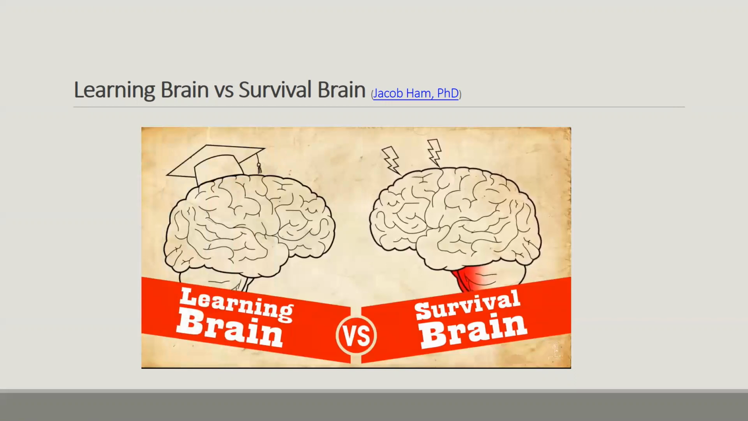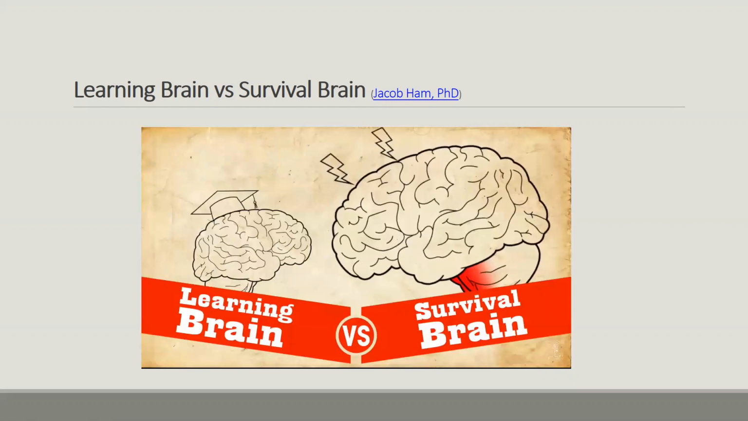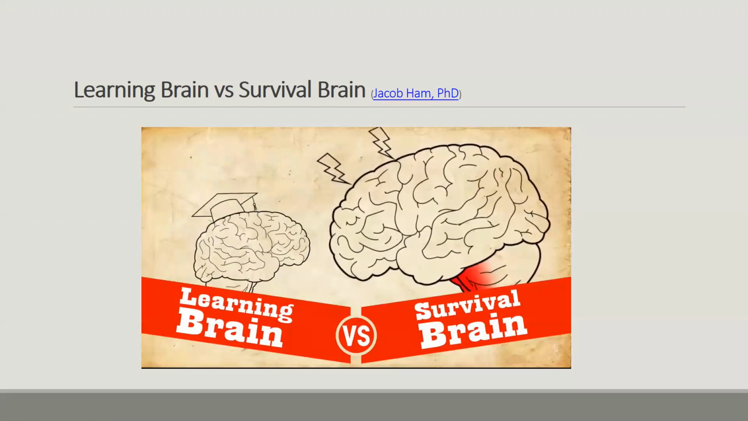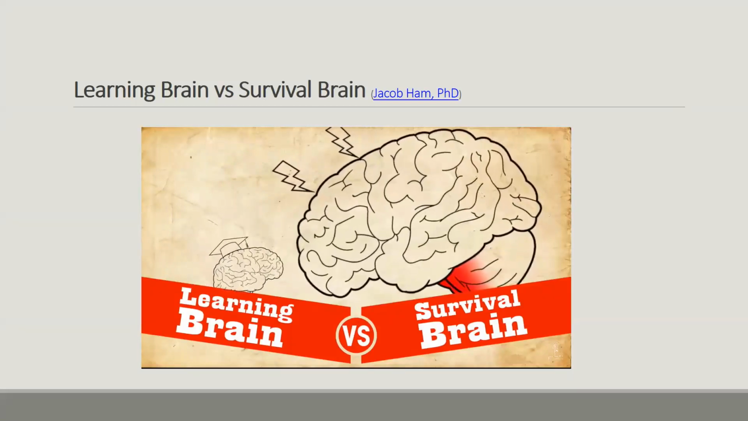Now, it's really important to understand how learning brain and survival brain interact, because survival brain always trumps learning brain. And it makes sense, because survival brain is just trying to save your life. And so if it thinks that there's something dangerous happening, you better pay attention to it, right? But the tricky thing is that as survival brain stays on longer and longer, it's harder to get out of that. And it's harder to really go into learning brain.